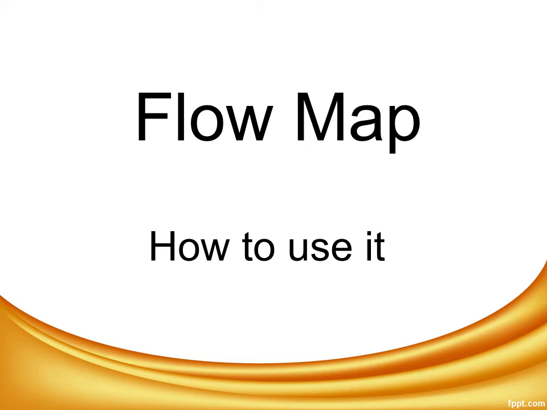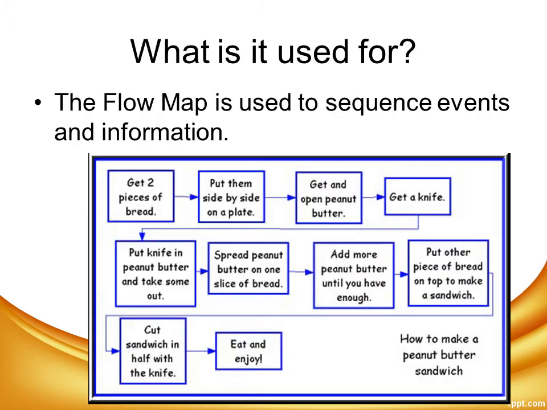In this video, we'll discuss the flow map and how to use it. The flow map is used to show an order of events. In the flow map below, the student has made a flow map of how to make a peanut butter sandwich. Each piece of the flow map shows a different step in how to make that peanut butter sandwich.